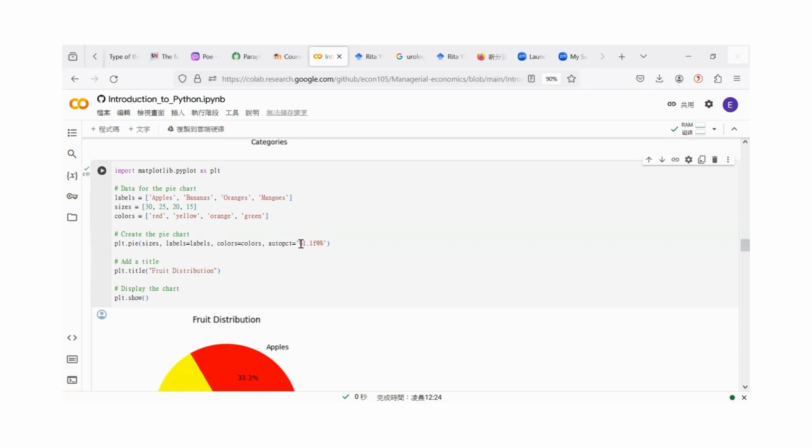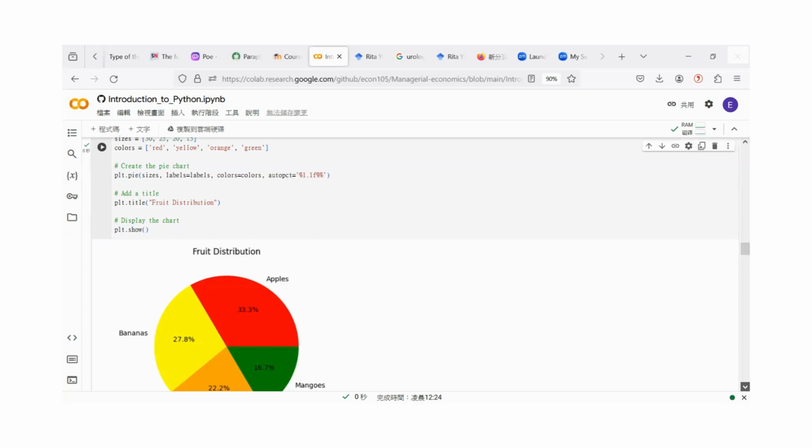For the pie chart, we have the labels, color equals to color, autopct. So it is a percentage. The percentage it shows is, for example, 15 divided by 30 plus 25 plus 20 plus 15, so that we have a percentage here. The plot title is fruit distribution, so that we see the fruit distribution here. plt.show just shows the charts.